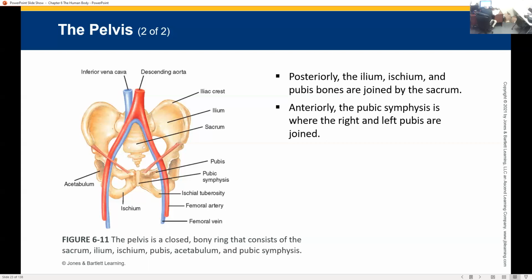Then you see the symphysis pubis here. It allows the pelvis to move a little bit, especially in a female giving birth. It does move or separate a little bit shortly before she gives birth.